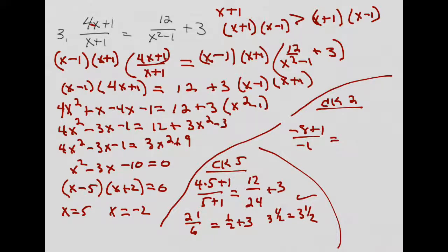On the other side, I have 12 all over a negative 2 squared, that'd be 4, minus 1 is 3, plus 3. So over here I have a negative 8 plus 1, that's a negative 7, all over negative 1, so that would be 7. Over here I have 4 plus 3, which would be 7, so that checks too, so both those are good.